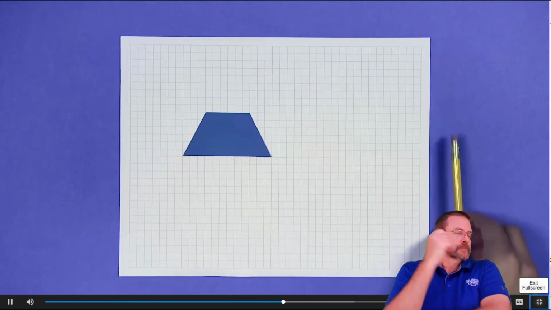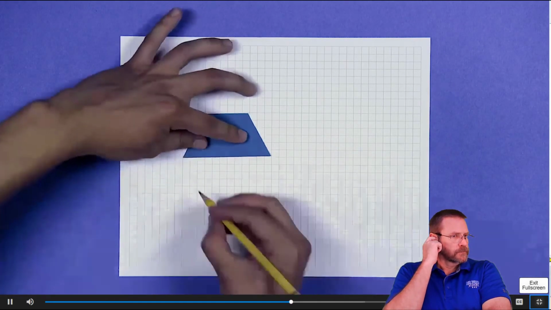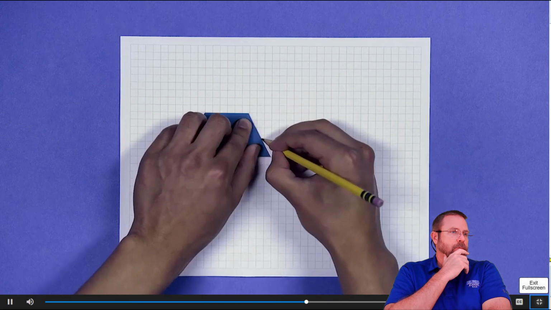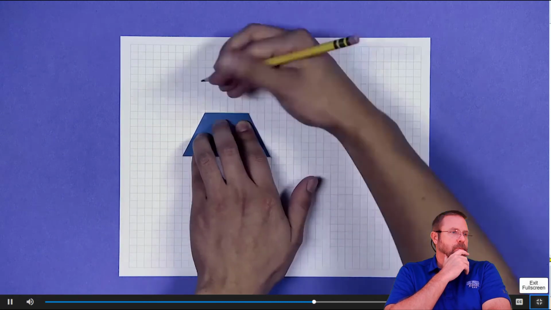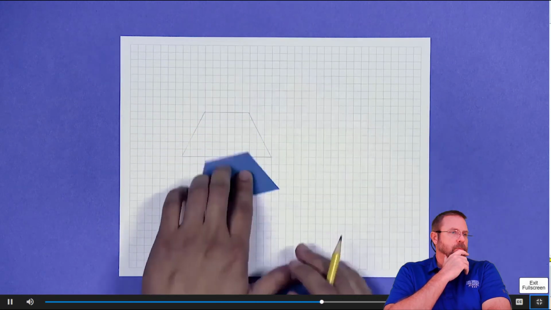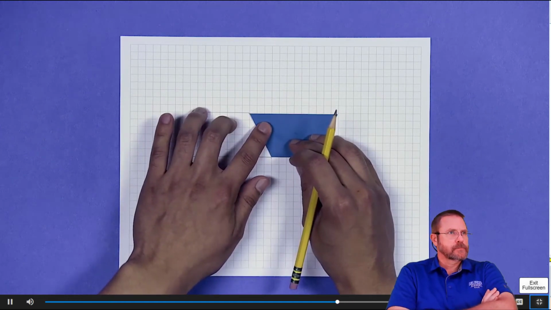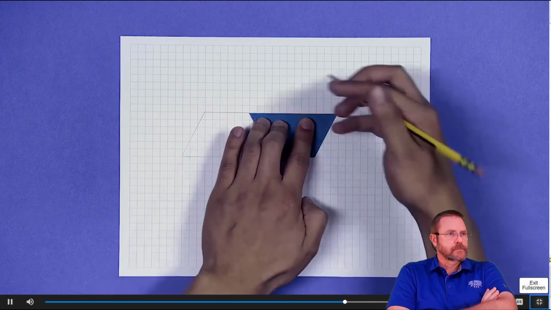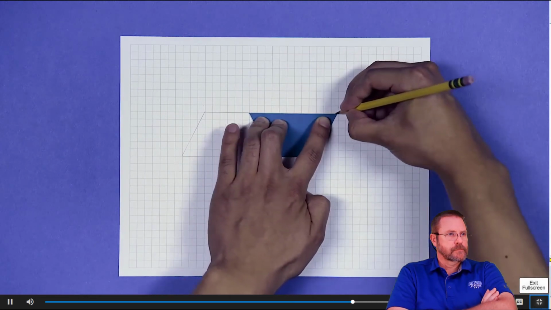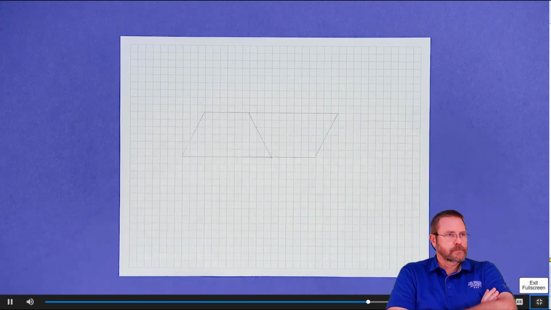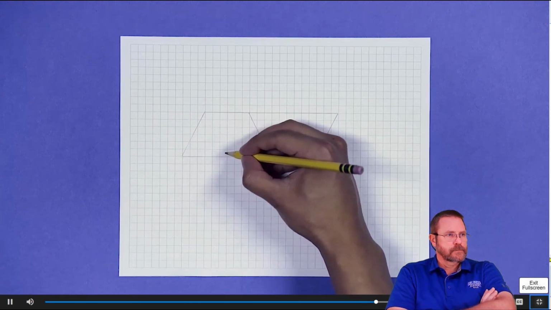Try another one. Trace the trapezoid on the grid paper. Flip the trapezoid over so the shorter base is on the bottom. Align this trapezoid with the right side of the one on the grid paper. This is a parallelogram that is composed of two congruent trapezoids. Count the units in the base and the height.